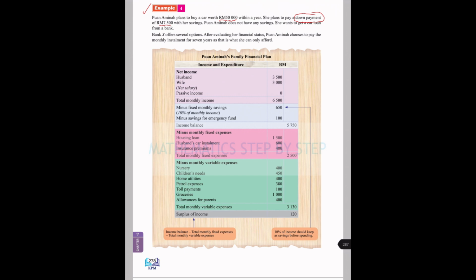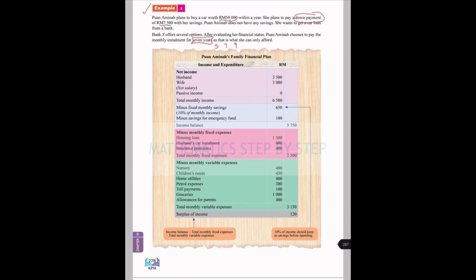Bank X offers several options. After evaluating her financial status, Puan Aminah chooses to pay the monthly installment for 7 years. We can choose to pay our monthly installment for 5 years, 7 years, or 9 years, as that is what she can only afford.